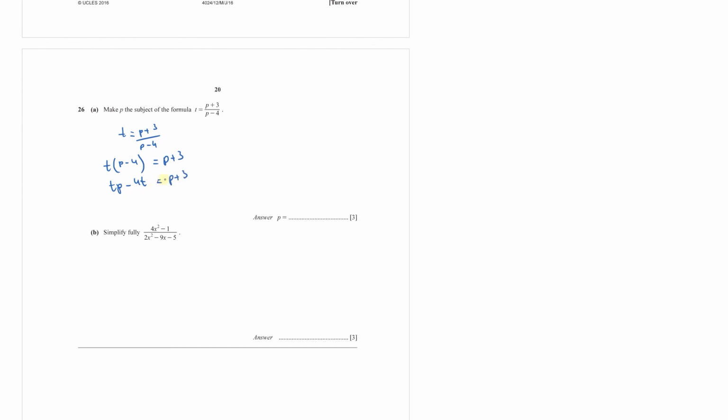Now what you have to do is have the terms which have p on one side of the equation and all the other terms on the other side. So I can bring this p here. This would be Tp minus p, and then I can take this negative 4t to the other side. So that will give me 3 plus 4t. And then if I take p common, I'll get p times t minus 1 equals 3 plus 4t. And then p would be equal to 3 plus 4t divided by t minus 1. So you'll get here 3 plus 4t divided by t minus 1.